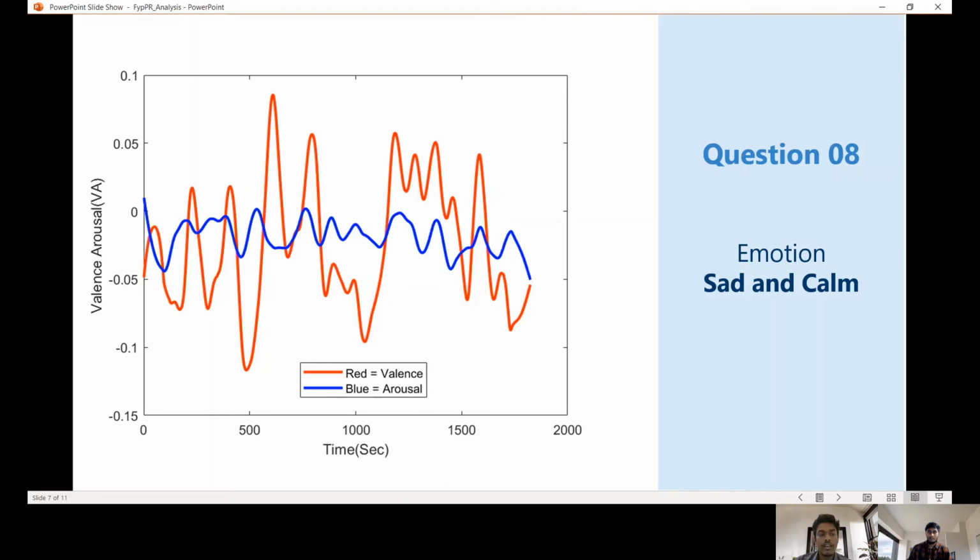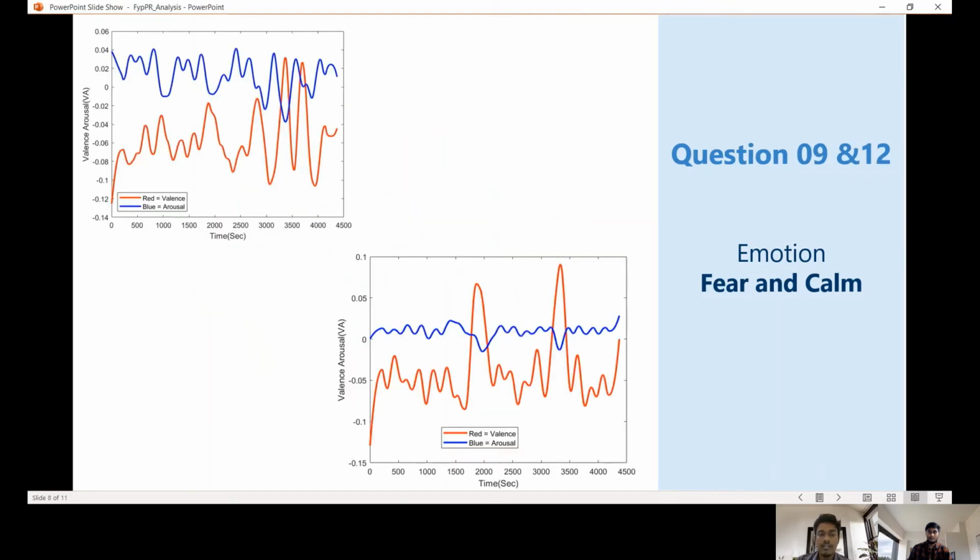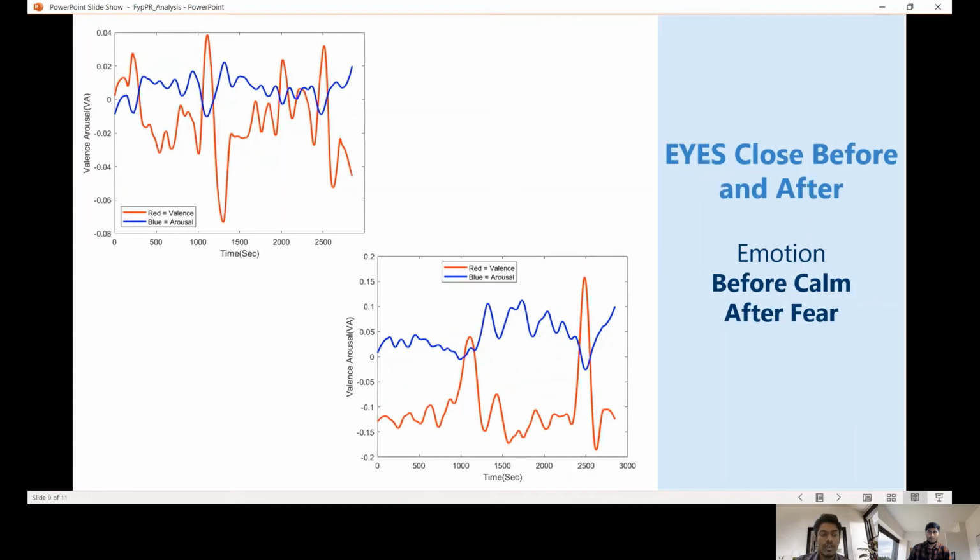The subject's brain signal for questions 9 and 12 has similar emotion. From Russell's model, we can conclude she has fear and calm emotion.